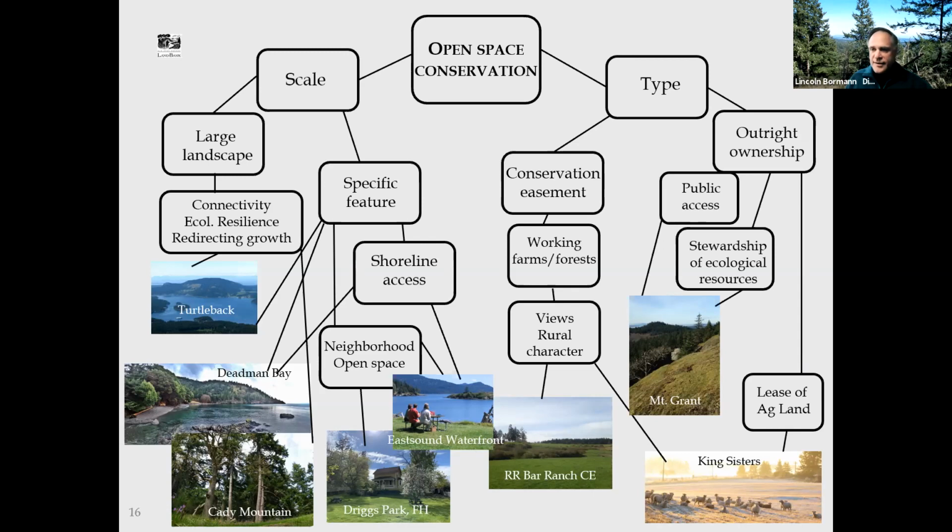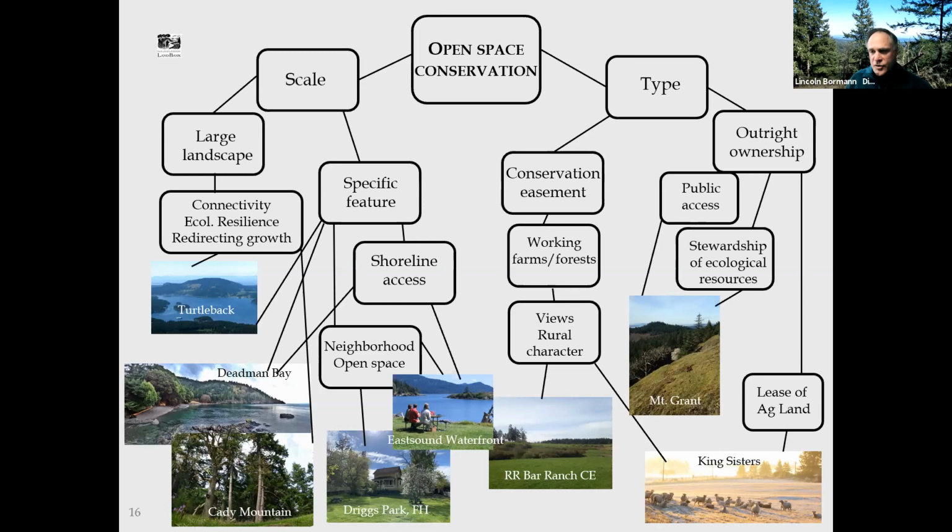Going over to the right-hand side, the type of projects, there are two basic things that we do. Conservation easements, which is where we purchase basically development restrictions on private property, so that the property remains in private ownership. And these are things like working farms or forests. The easement helps to keep that ownership together, so it keeps farms together and properties from being subdivided, those kinds of things. And that helps with maintaining rural character and views.